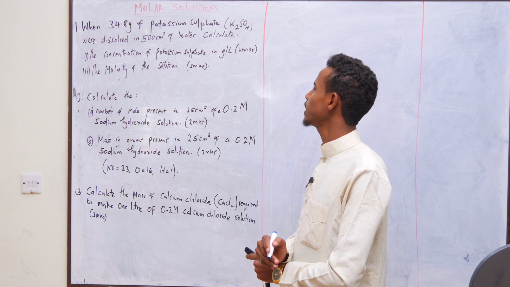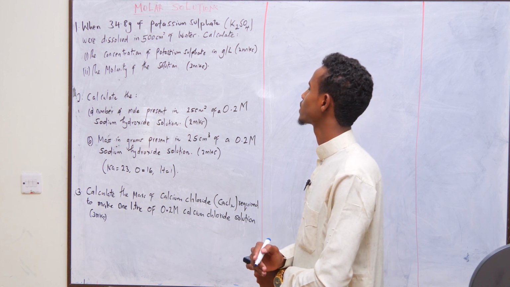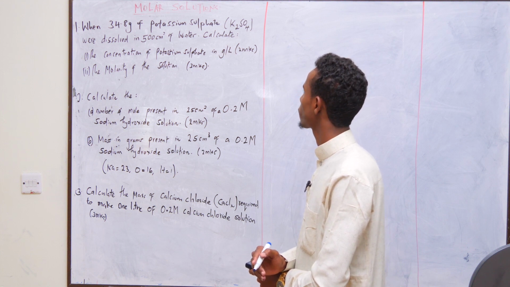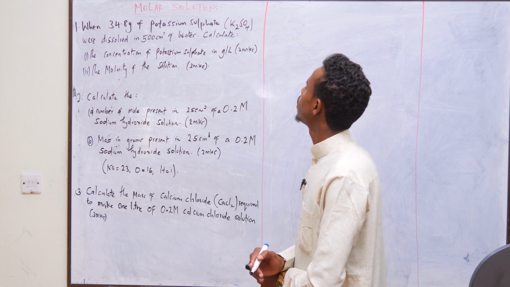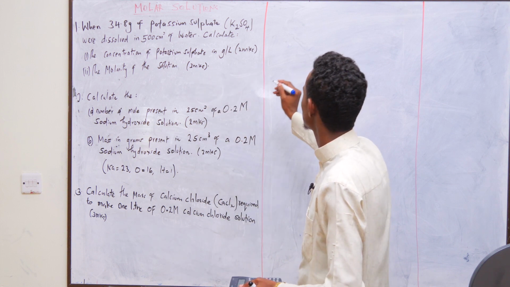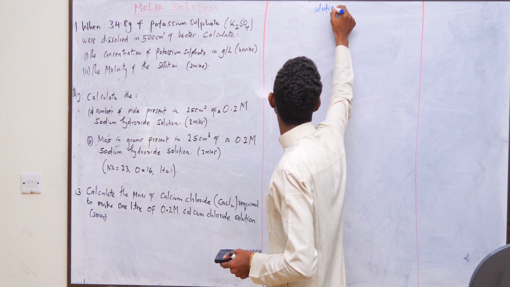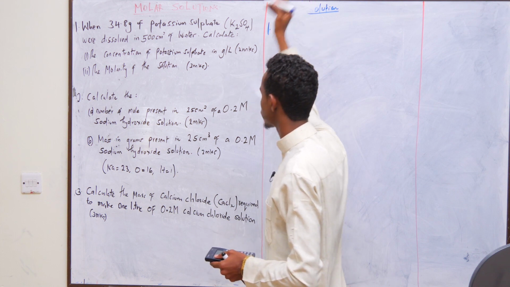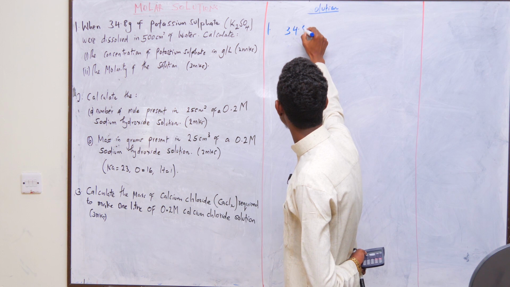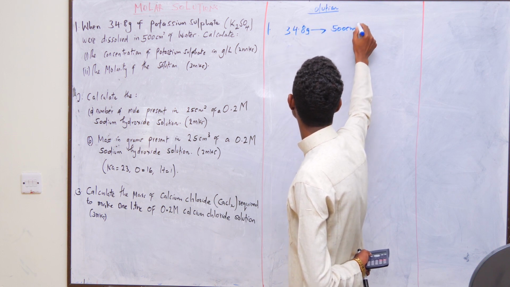Question number 1. When 34.8 grams of potassium sulfate were dissolved in 500 cubic centimeter of water, calculate the concentration of potassium sulfate in grams per liter of solution. 34.8 grams dissolved in 500 cubic centimeter.